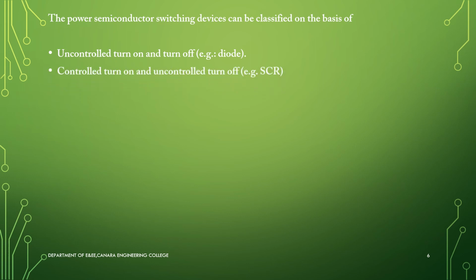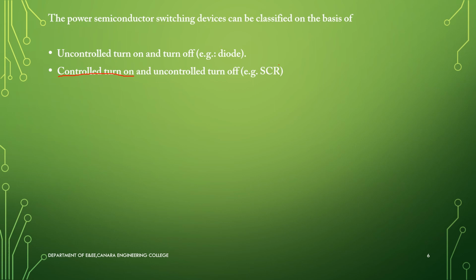The next is controlled turn on. What is meant by controlled turn on? You are applying a gate signal to the thyristor. This SCR is otherwise known as thyristor. So for a thyristor, you apply a gate signal. You are controlling it. That's why it is known as controlled turn on.